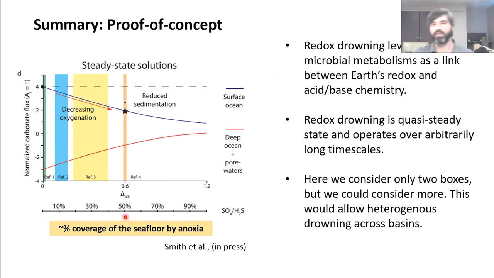So just a summary, this study is really a proof of concept. It uses a box model to tug at the strings that connect different parts of the Earth system, and then does a gut check of whether this is thumbs up, thumbs down, looks like some of the things we see in the stratigraphic record. So again, redox drowning leverages this intrinsic link between Earth's acid-base system and its redox system, which is provided by microbial metabolism.